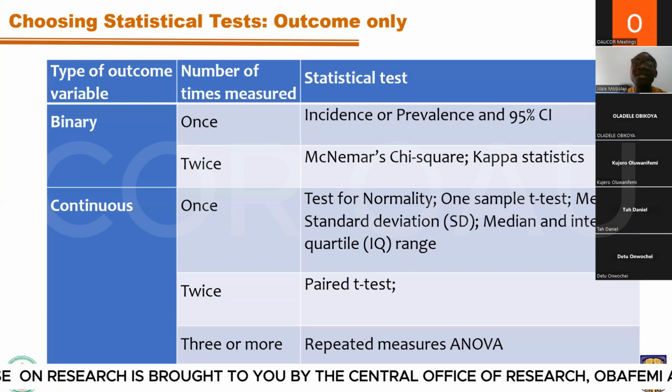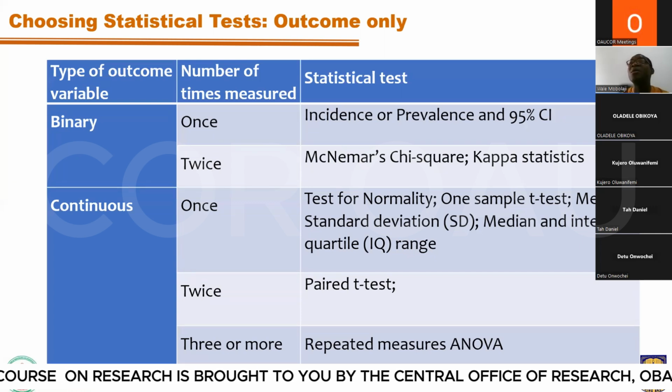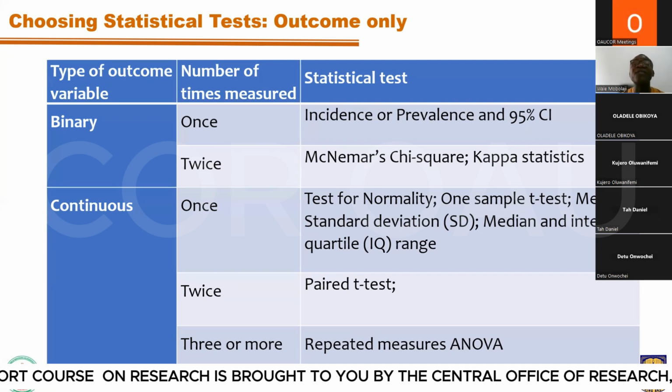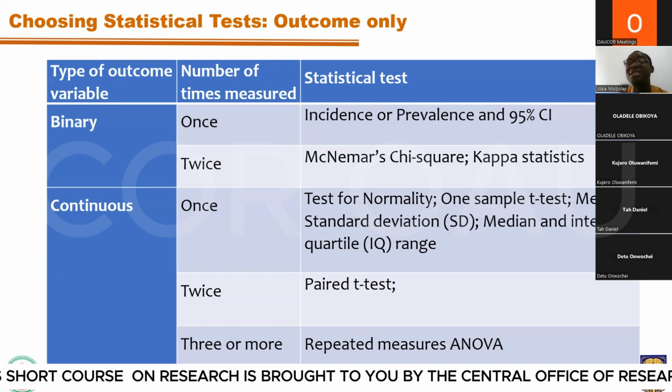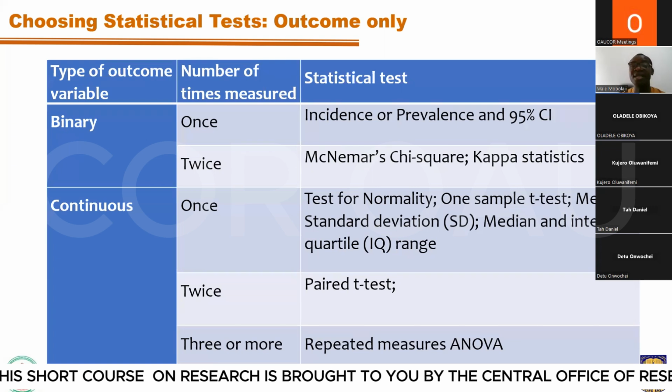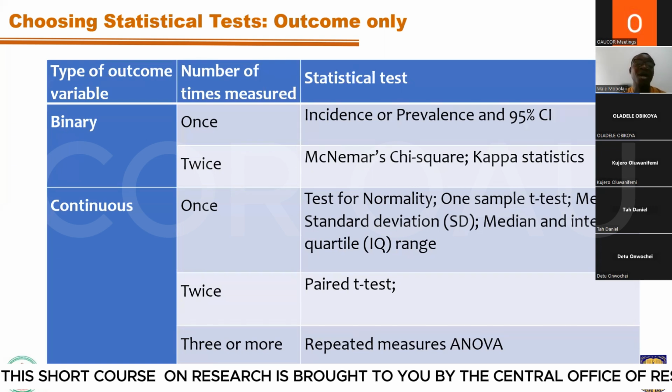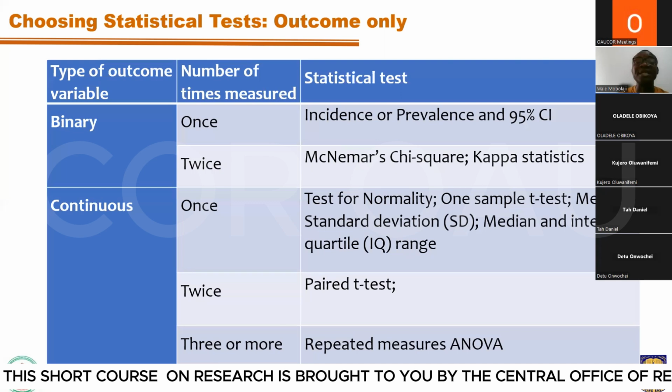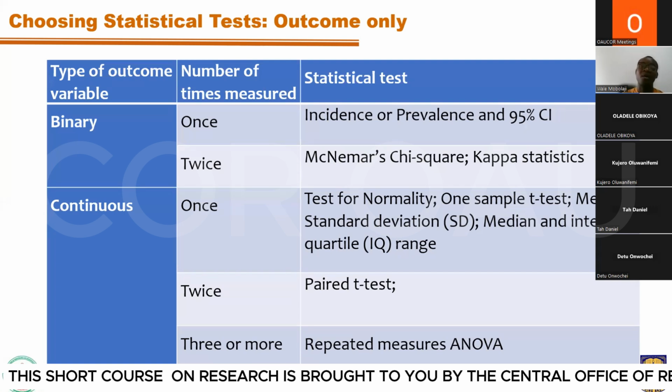So when you run the frequency, you'll be able to see the prevalence of healthcare service utilization, maybe antenatal care service utilization, ANC. What proportion of the respondents are using antenatal care service? And if it has to do with a disease or an event, you might want to look at incidence as well. So if it is binary, you could look at incidence or prevalence.